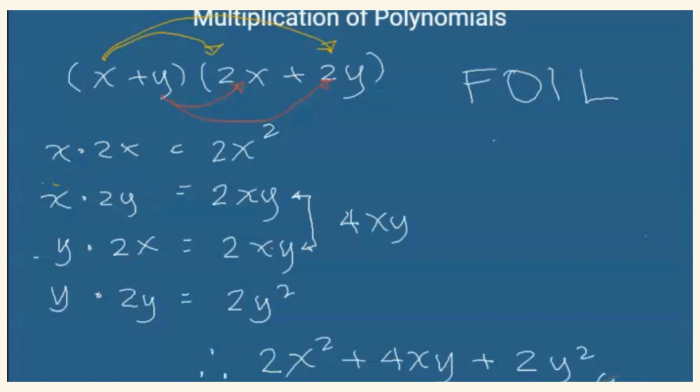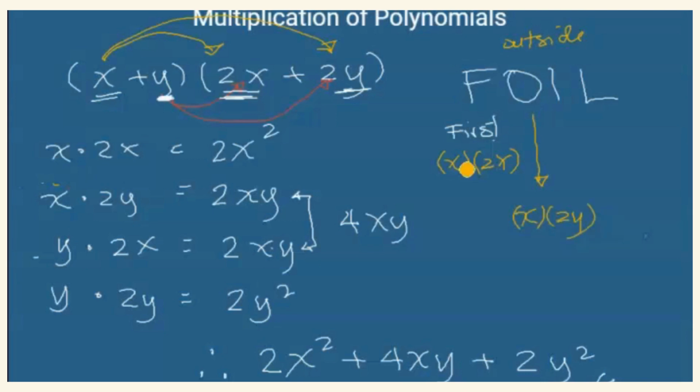Okay. Now, what is F.O.I.L method? When we say F.O.I.L method, F means first. So first means first terms. So the first terms, meaning to say that's x and 2x. So this means x times 2x. Okay. O means outside, outer terms. The outer terms, okay, I will put it here, will be the x and the 2y because they're outside.